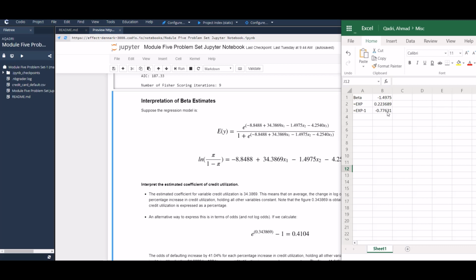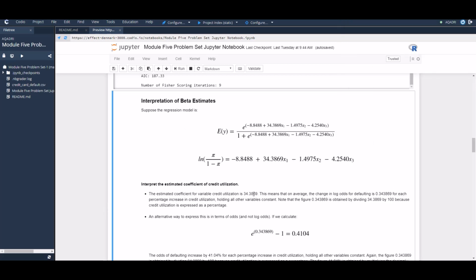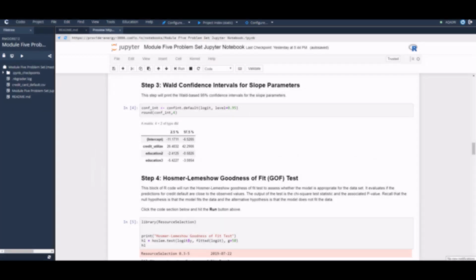So it's very similar to how we have been doing the interpretation, just slightly different because now we're dealing with either log of odds or odds. But if you just follow these steps, and in most cases you will not have to deal with percentage predictors, so you won't have to take your beta and divide it by 100. You'll just be able to do the interpretation.